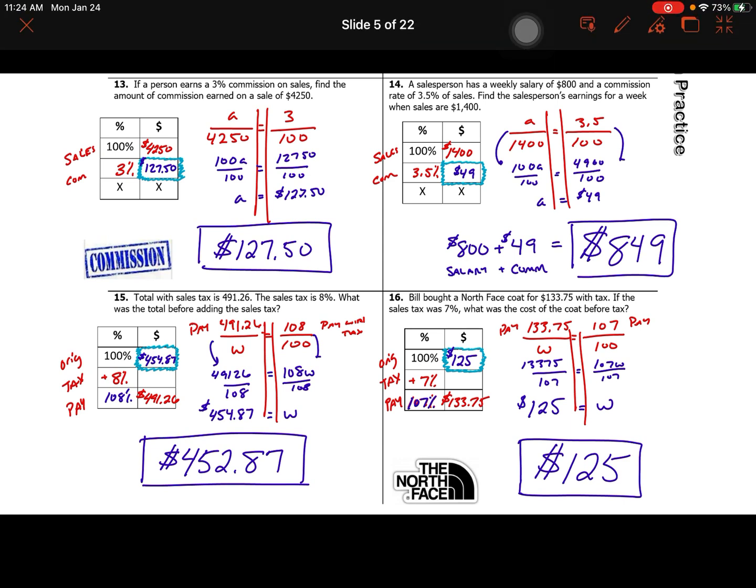Commission, remember I crossed these boxes off at the bottom because you don't have to add. You're not adding. You only get to keep $127.50. This one had a salary, so the salary is guaranteed. It's $800, and then the commission was $49, so you have a total of $849, excuse me. And this one was the price with tax, and the only way to go backwards from the price with tax to the original is to think about what was that percent that you're paying, including tax, which was 108%, and then you had to use 107% on number 16 as well.